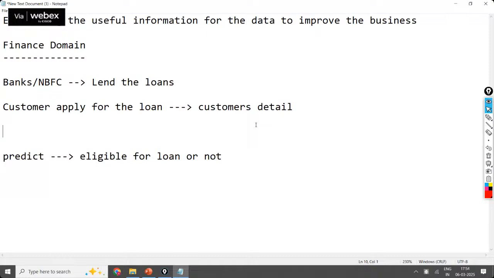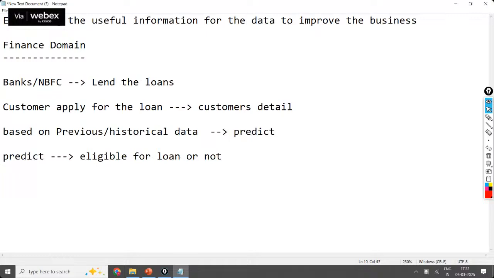You are not the first customer, right? For that bank, previous customers are already there, so the previous customers' data is with them. What previous data are they having? Based on the previous data, which is also called historical data, they are going to predict on the future data.